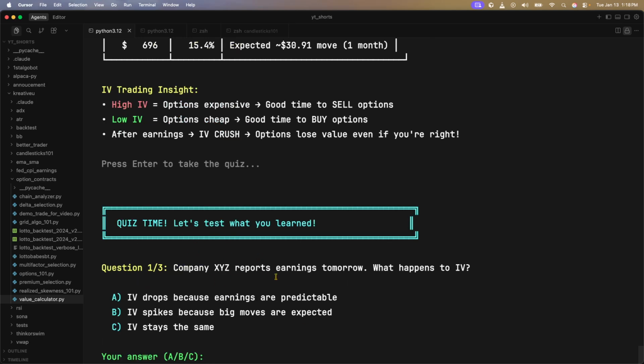So company XYZ is reporting earnings tomorrow. What happened to IV? So they're reporting earnings tomorrow, right? So what is everybody doing? They're on pins and needles. They want to be able to, all right, what's going on? What's up? Are you making money? Are you losing money? Who's getting fired? Who's getting hired? Right? I'm going to do you later. So just sit right there.